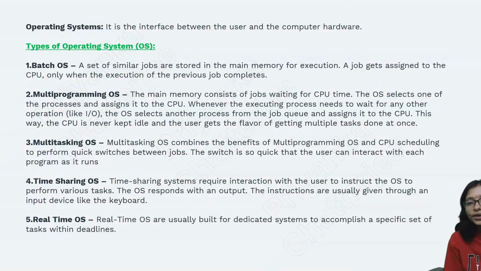So the batch operating system, multi-programming operating system, multitasking operating system, time sharing operating system and real-time operating system. These are very important. Very important. You can go through it quickly and I am going to ask you questions. Multiple times questions are coming from here.